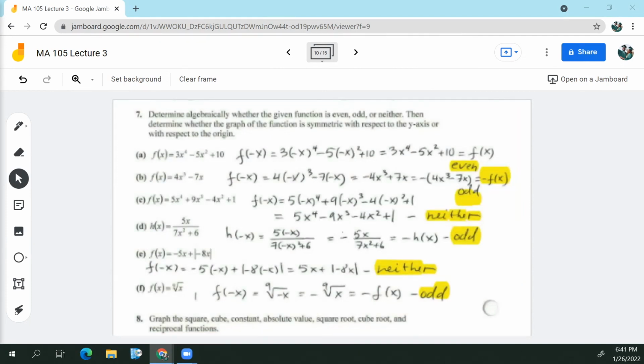Note, this is the original, and this is the negative of it, which means it's odd. So your result is the negative version of the original. If you multiply this by -1, you get back to this. So that's why it's odd. Great question. This one's neither, as you can see. The last one does end up being odd because if you take the 9th root of negative x, that makes it negative, and therefore negative 9th root of x.